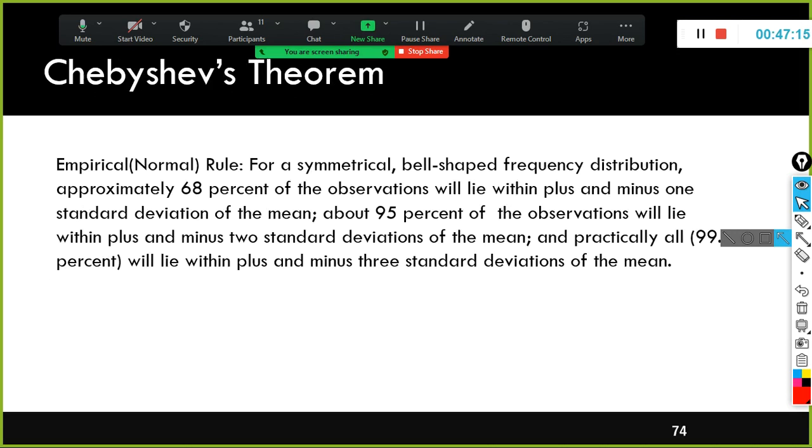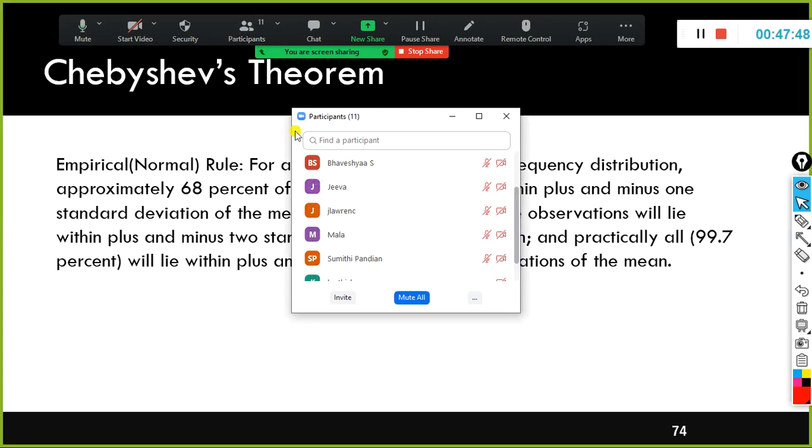And we have something else called Chebyshev's theorem. What this theorem says is, for a symmetrical or bell-shaped frequency distribution, 68% of the data points will lie within plus or minus 1 standard deviation of the mean. About 95% of the data set will lie within plus or minus 2 standard deviations of the mean, and practically all, 99.9%, will lie within plus or minus 3 standard deviations of the mean. So how many of you are aware of Chebyshev's theorem?